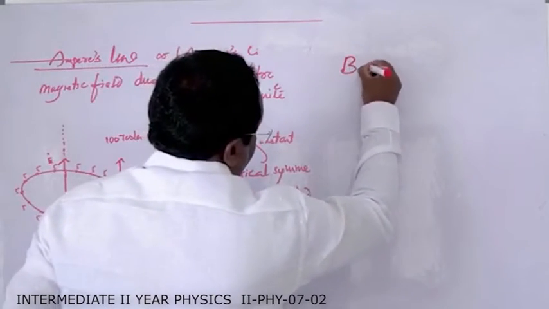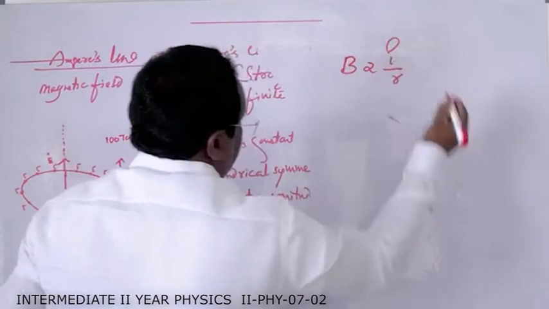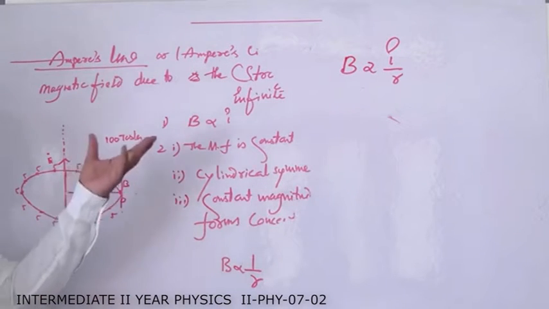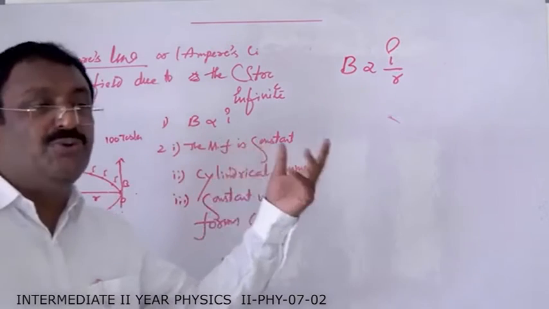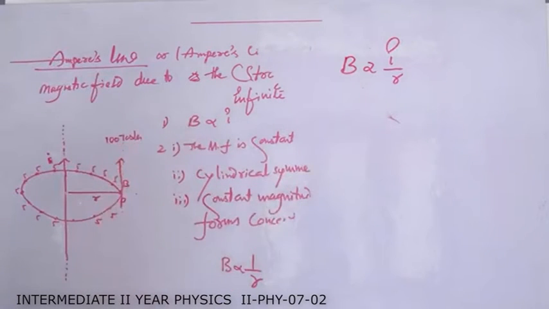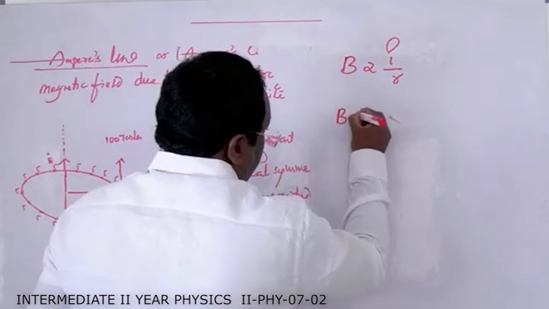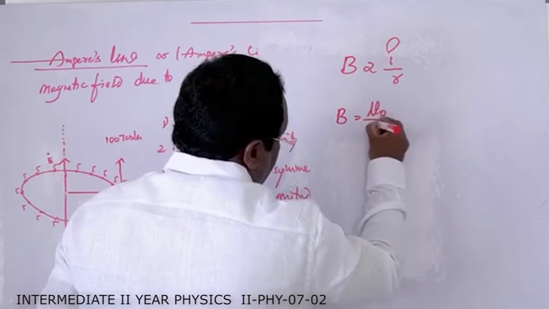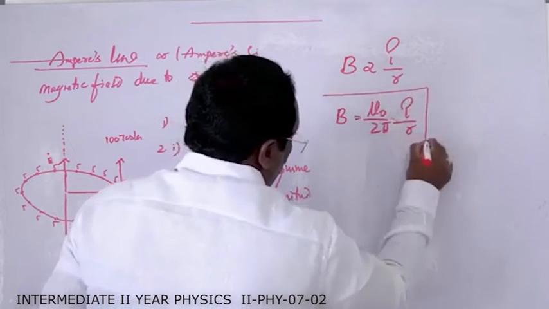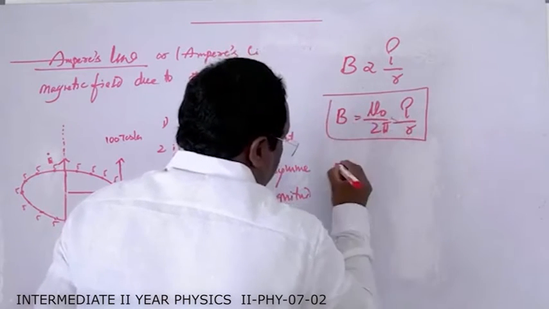Now, B is proportional to I by R. Next, when the proportional symbol is removed, we can write one proportionality constant. Here, the proportionality constant is mu naught by 2 pi, so B equals mu naught by 2 pi times I by R.